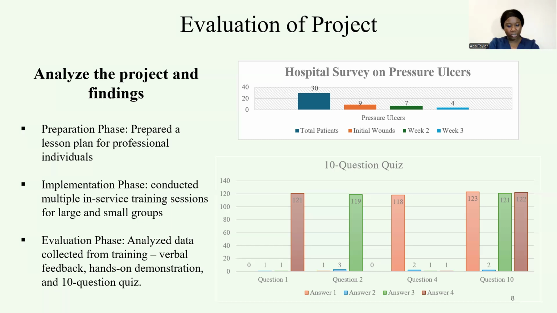The 10-question quiz gave me measurable data to assess the staff's understanding of the information and the effectiveness of the training. The hospital survey on pressure ulcers on this screen showed the decline in pressure ulcers within a 3-week time frame of the project. We have 30 patients on the unit, and 9 of those had pressure ulcers.